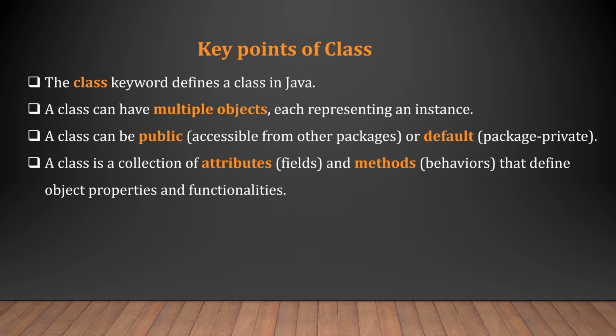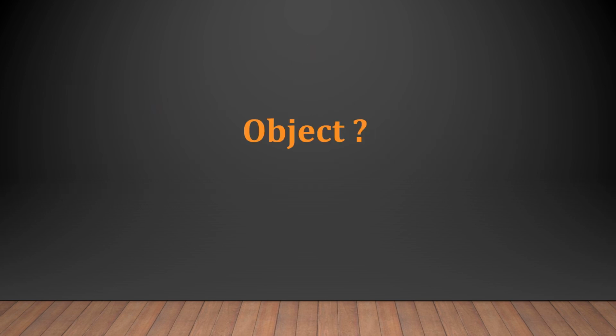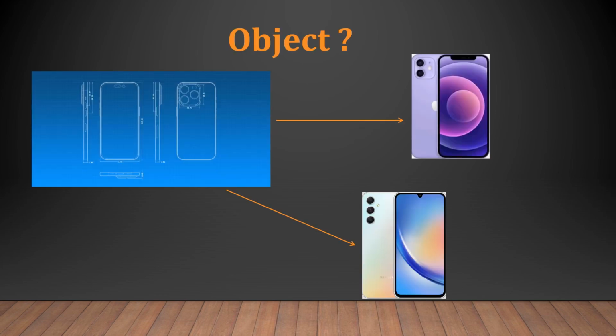Now let's move to objects. So friends, what is an object? An object is an instance of a class. Using the smartphone example, when you take a blueprint and actually build a phone, that's the object. An object is a real world entity. Every object has its own values for the attributes defined in the class.